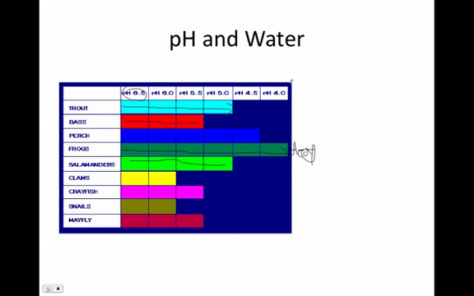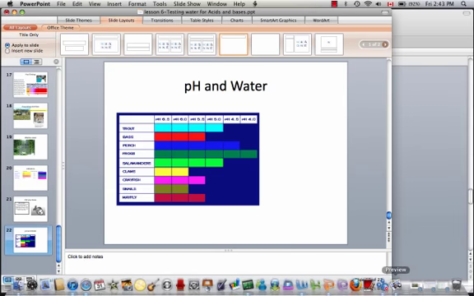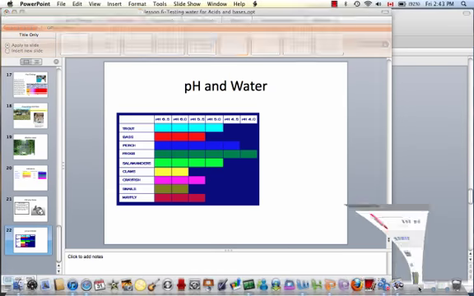So again, this really shows you how important it is to keep lakes and rivers and streams away from the problem of acidity or acid rain. Let's look at this quick video clip about how indicators work.